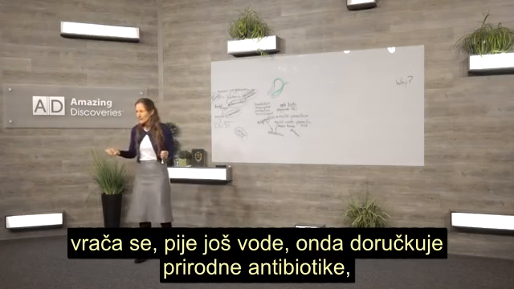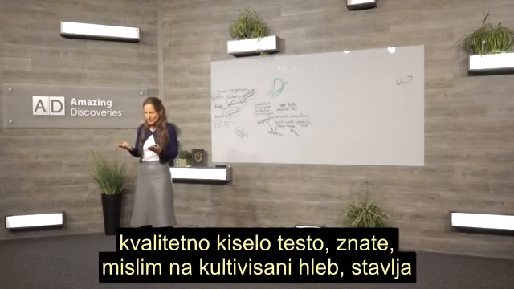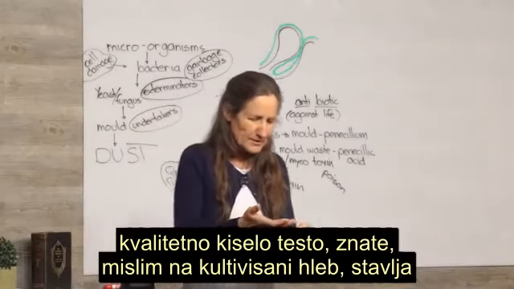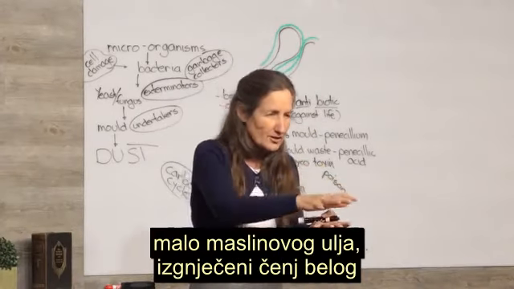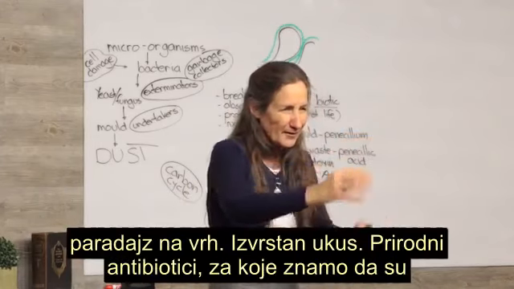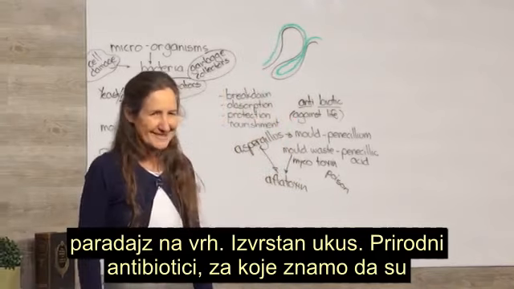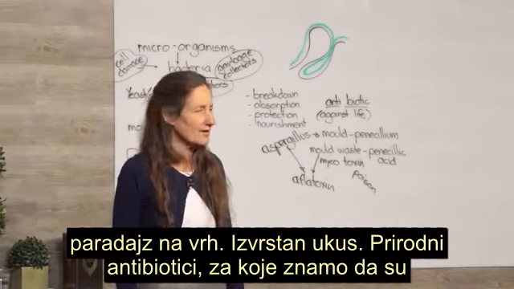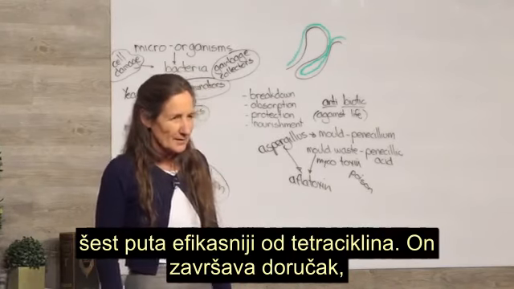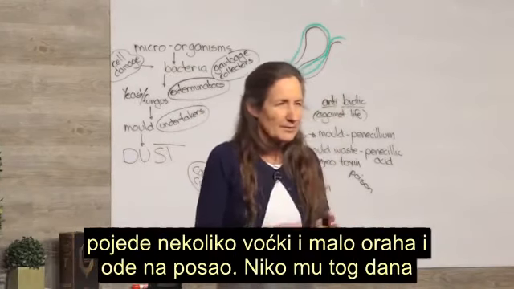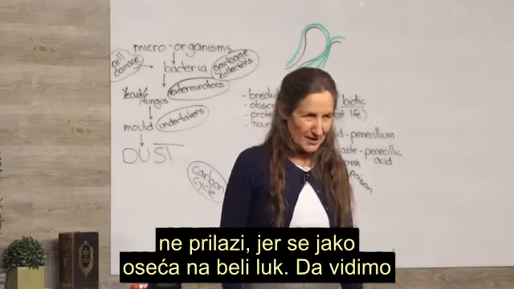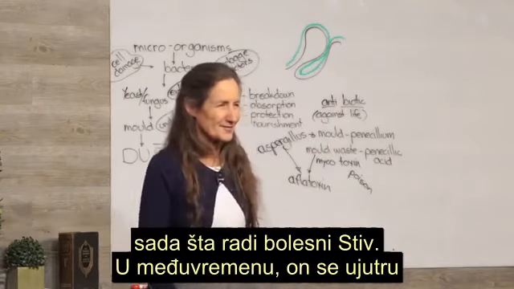Then he has his antibiotic sandwiches for breakfast. He has some good quality sourdough, your cultured breads. He puts a bit of olive oil on that, crushes a clove of garlic on each slice, puts avocado and tomato on top. Delicious. There's your antibiotic sandwich. Do you know that garlic is 6 times more potent than tetracycline? He finishes his breakfast, has a couple of pieces of fruit and some nuts, and he goes to work. No one goes near him this day because he's smelling quite strong of garlic.